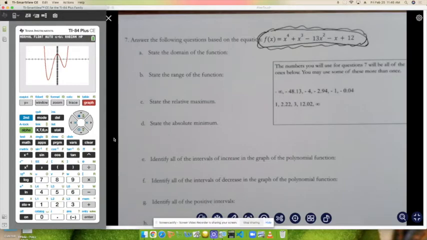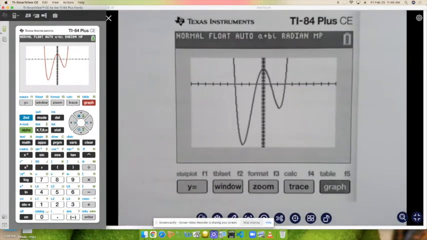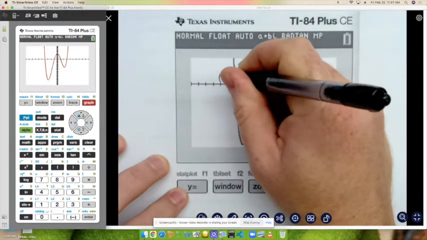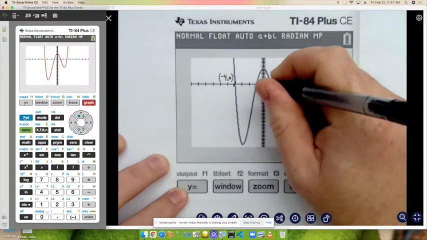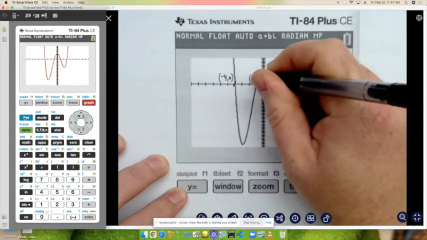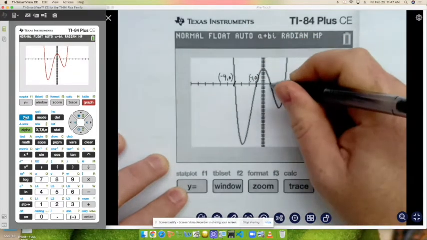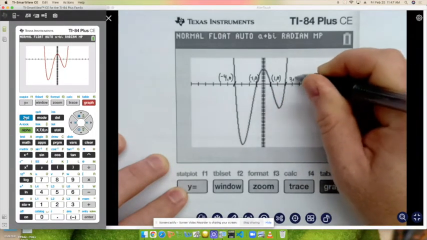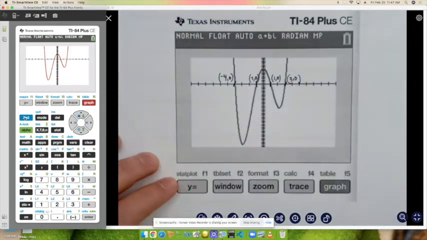So we got a nice quartic looking equation. I'm going to use my calculator to find all of the critical points. I'm going to try and find those minimums, those maximums, and those x-axis crossing points. The x-axis crossing points are actually pretty easy to get. That one's at negative 4. This one's at negative 1. The next crossing point is at 1. And then the 4th crossing point is at 3. So those are my 4 zeros.